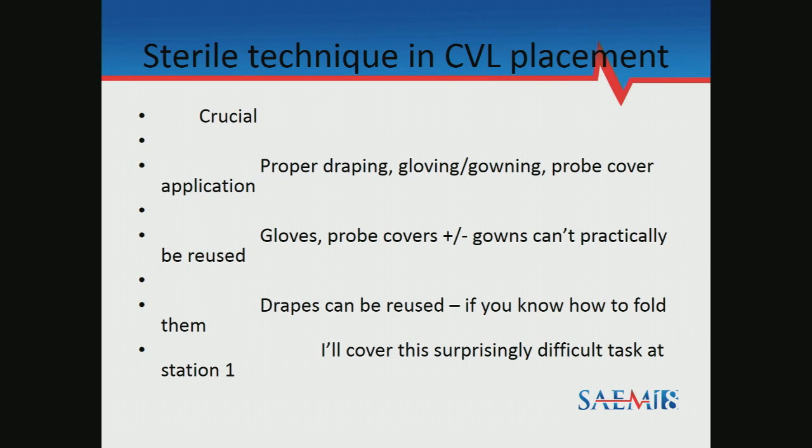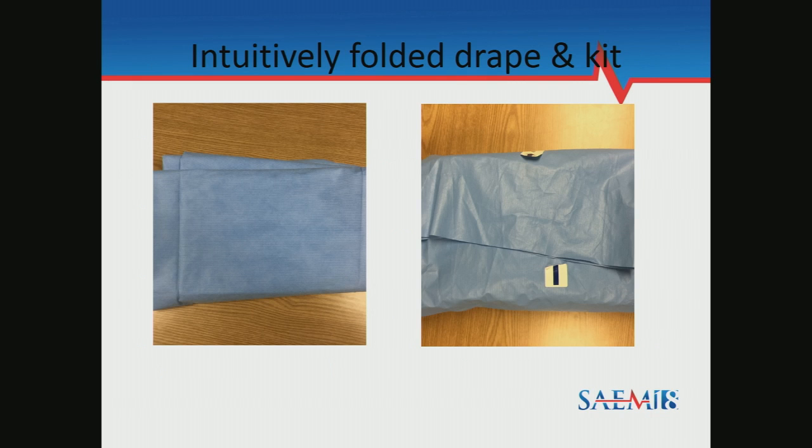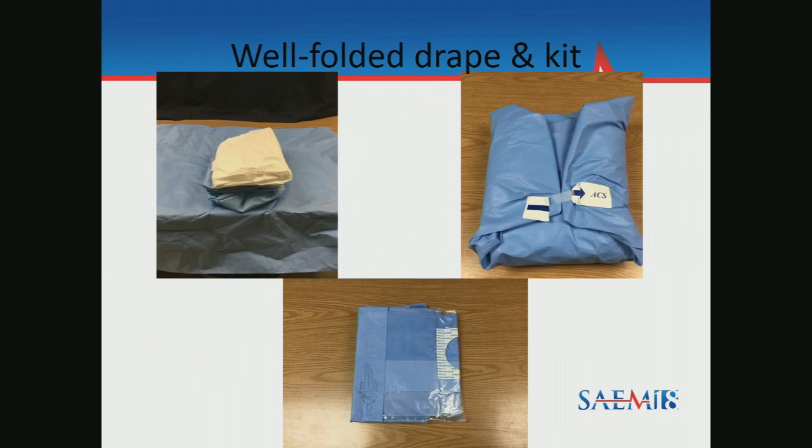It's kind of hard to reuse sterile gloves, so some of this stuff is going to have to generate trash, but the drape is one of the biggest generators of trash, and you can reuse it if you know how to properly fold it. If you don't properly fold it, it ends up a big mess. It looks intuitively folded, but when you fold it the proper way, you can get it back into a kit that will be opened in a sterile fashion.